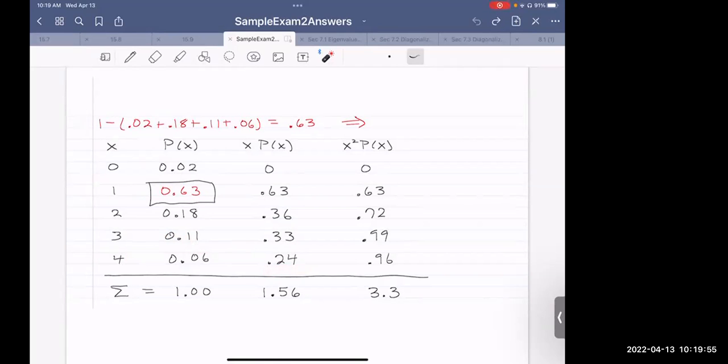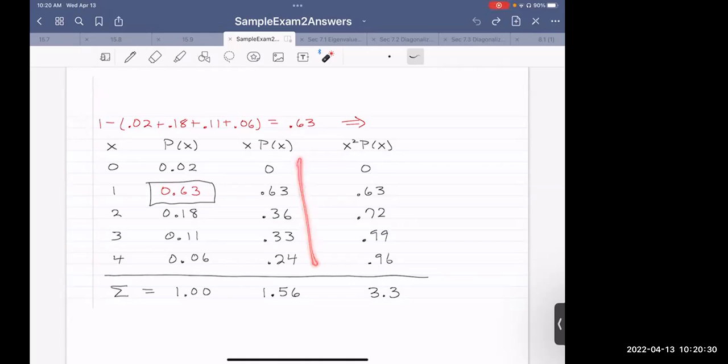To find the fourth column, I'll multiply the first and third column to get the x squared p of x column. 0 times 0, 0. 1 times 0.63, 0.63. 2 times 0.36, 0.72. 3 times 0.33, 0.99. 4 times 0.24, 0.96. Let's add up each of the columns. So this adds up to 1. Good. That means that this is a discrete probability distribution.